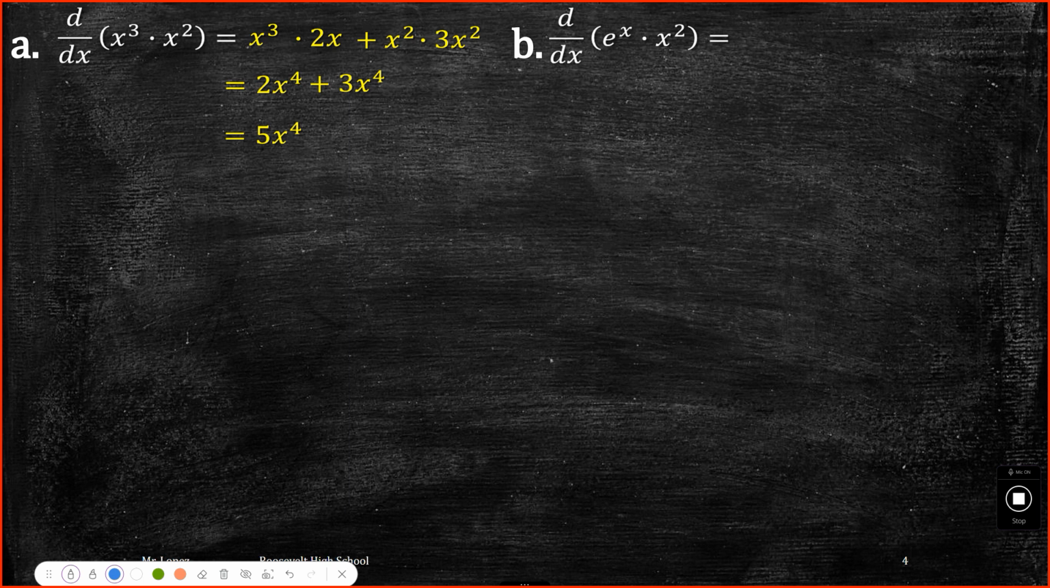The first times the derivative of the second plus the second times the derivative of the first. Clean it up a little bit. I can factor out an e to the x maybe. That's good enough. But sometimes on a multiple choice, they kind of want to factor out an e to the x or something, and you can also factor out an x.